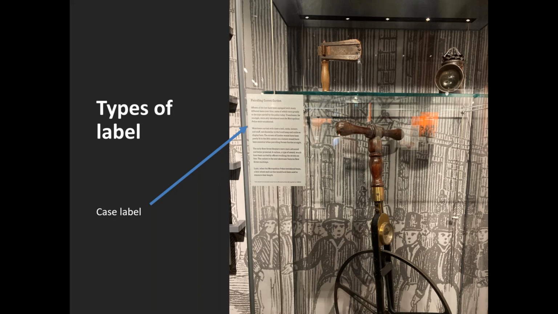So let's look at some examples of these types. This is a photo of a case label. So we can see there's 3 objects in this case, and generally the case label is describing patrolling in the Covent Garden, again, when the police were first formed in London.